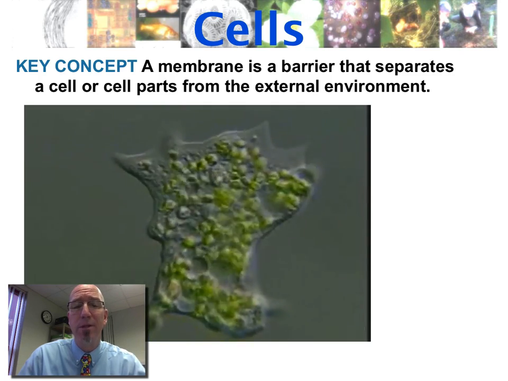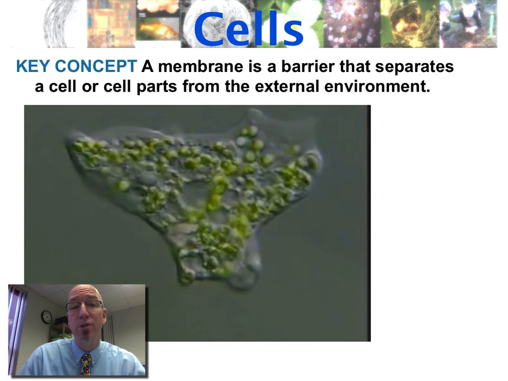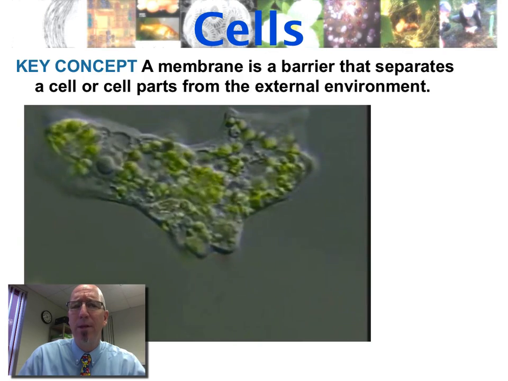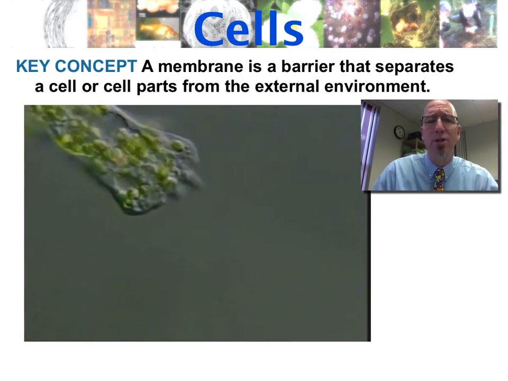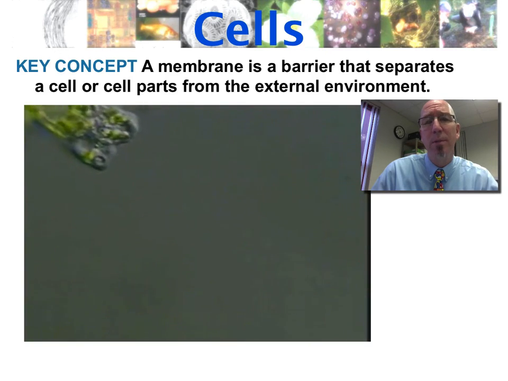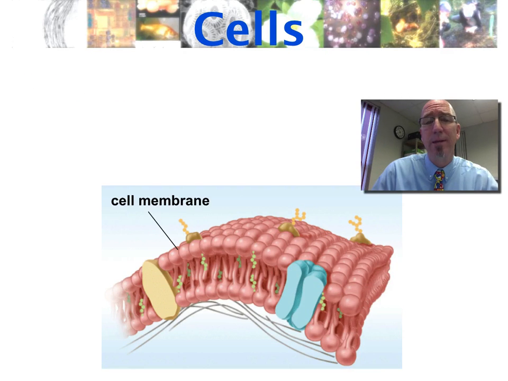Here's a membrane. This is an amoeba, and this is in real time. And that's a membrane. Look at how fluid and flexible it is as this amoeba scooches all over the place. Amoebas are freshwater organisms that have the ability to move. We have cells in our body that can do that.